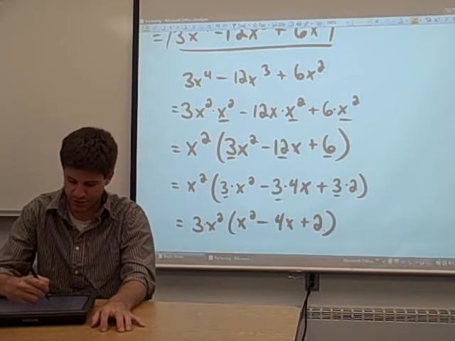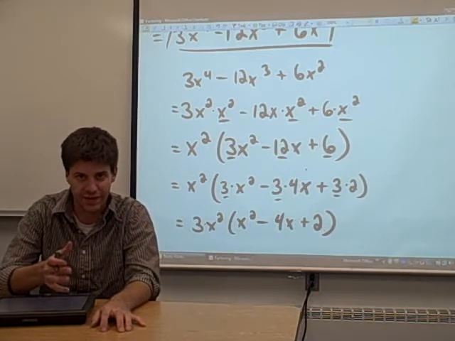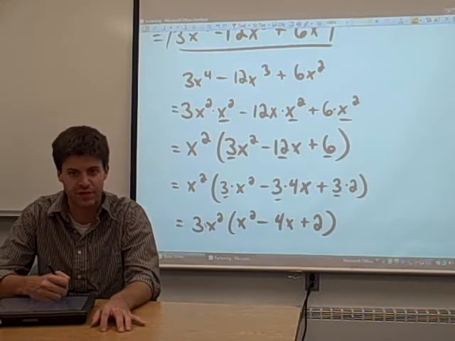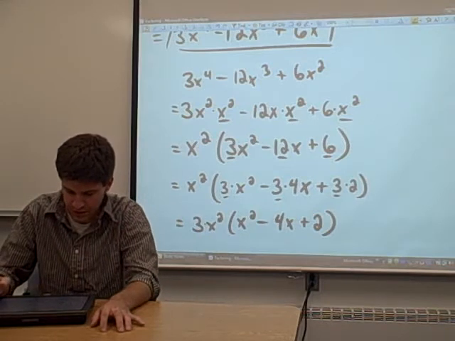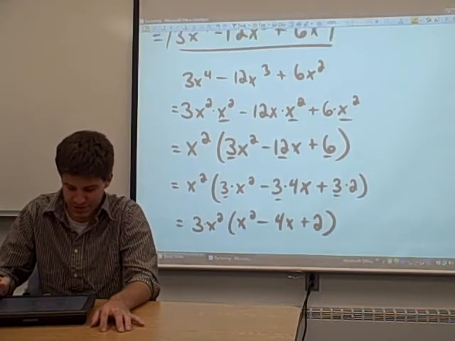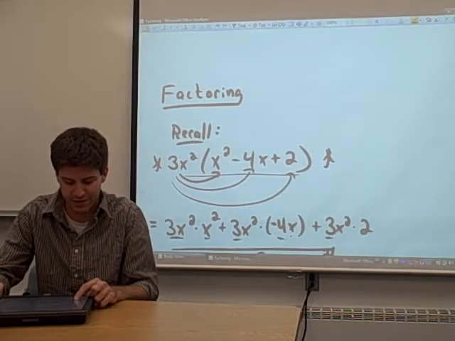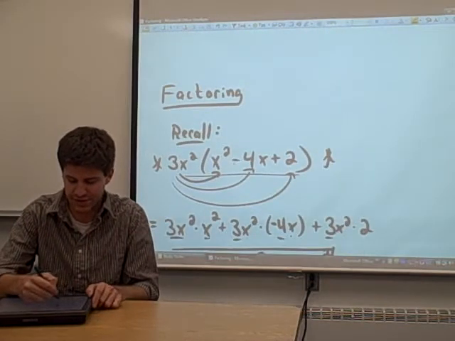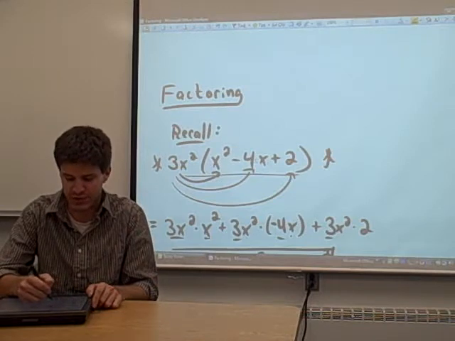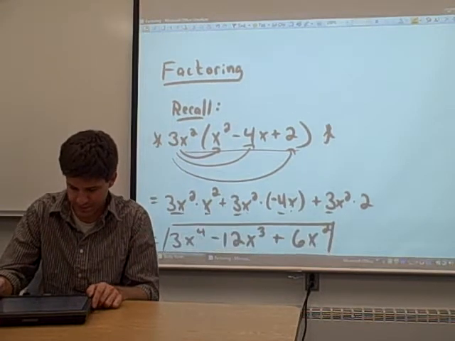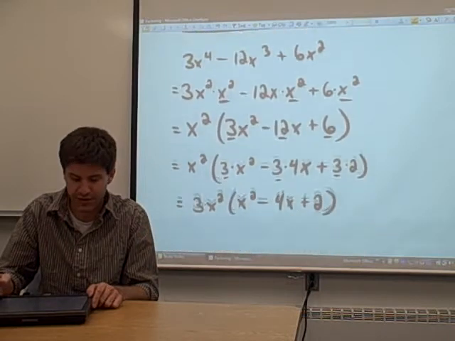Like that. We took the 3 from each term, we pulled it out of the parentheses, and put it out in front of the x squared. Now we'll notice that we're back to what we started with, all the way back here: the 3x squared times the quantity x squared minus 4x plus 2. That's what we ended up with.